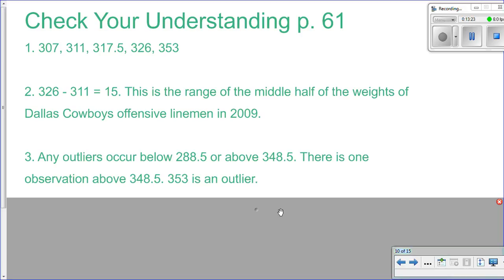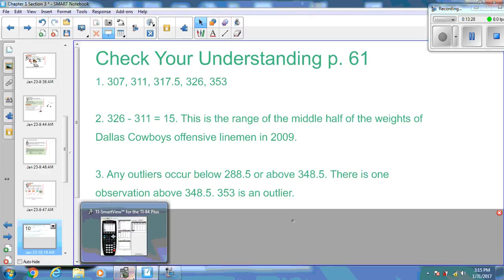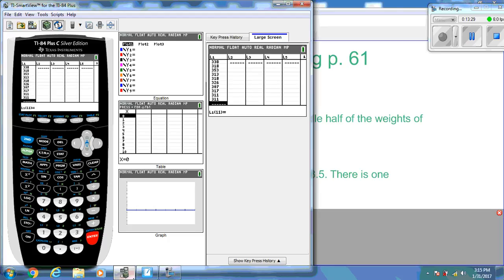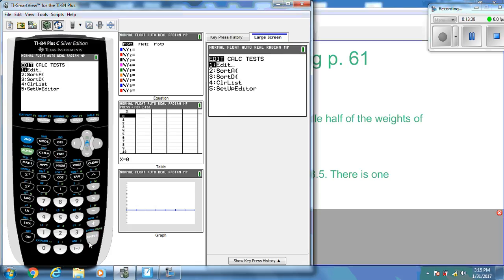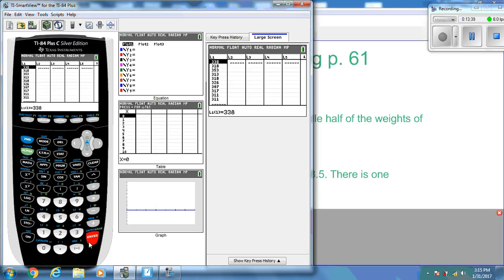The fourth part said to draw a box plot. I want to go through the steps of how to do this on your calculator. So I've typed in all my data into L1. Remember, we click Stat and then Edit. Let me show you again. Stat is right there, and then Edit. Type all your data into L1.